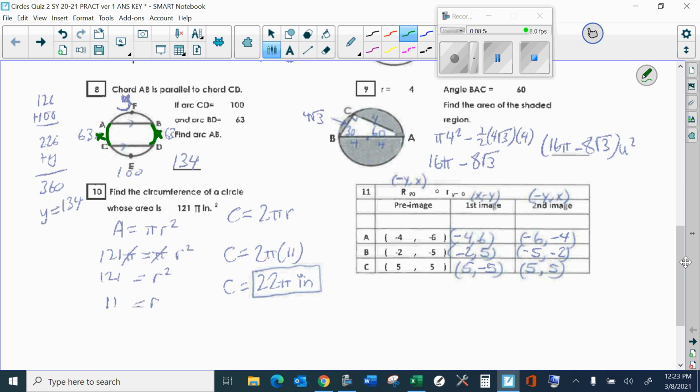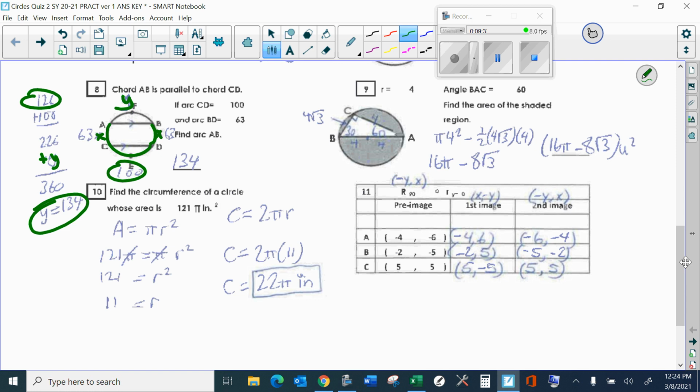Arc CD is 100. I put that in there. Arc BD is 63. Well, since I know they're the same, I know the other one is 63. That's really what this is testing here, that you know that inside the parallel chords, those are equal intercepted arcs. And it asked me to find arc AB. I just call it Y since I already put down the X for the other ones. So I have 63 plus 63 is 126, plus this 100 is 226, and then plus the Y adds to the 360. So subtract the 226 across, and you get 134. So there's arc AB, 134.